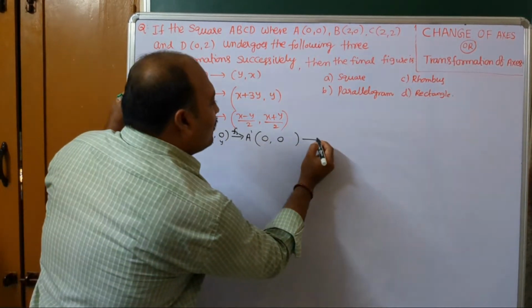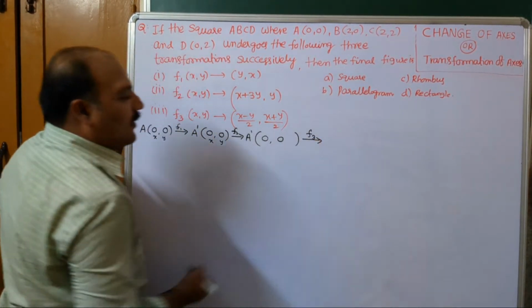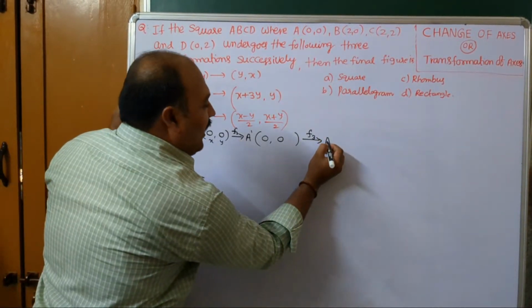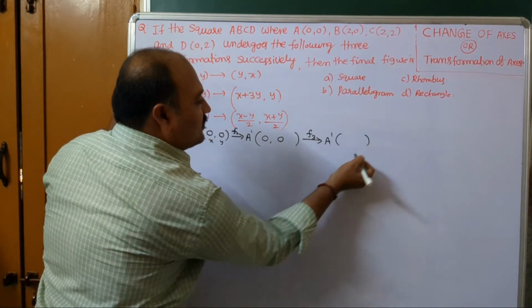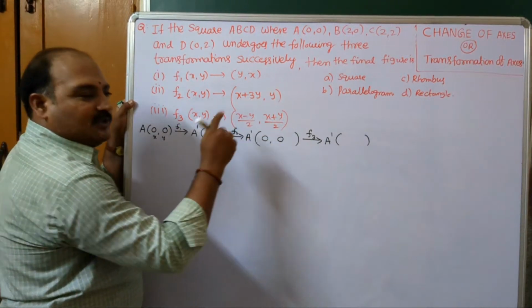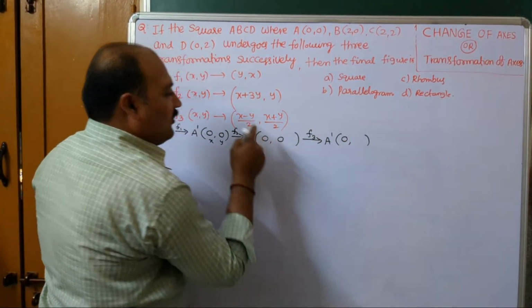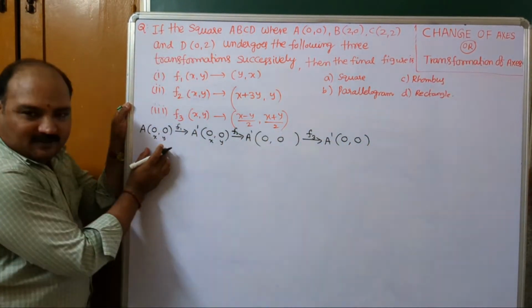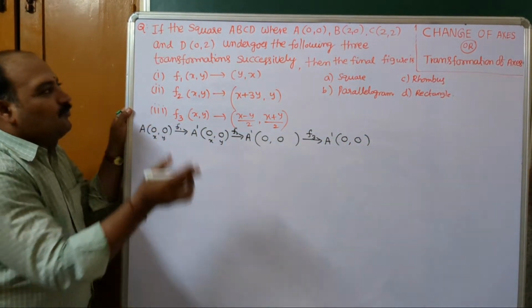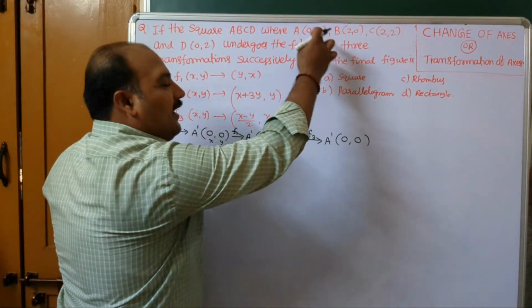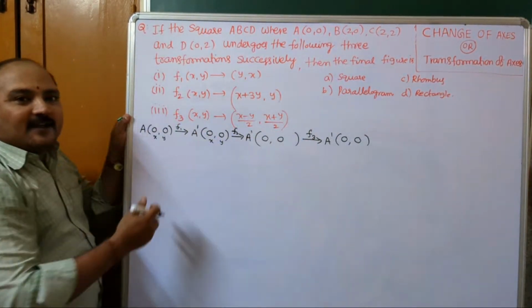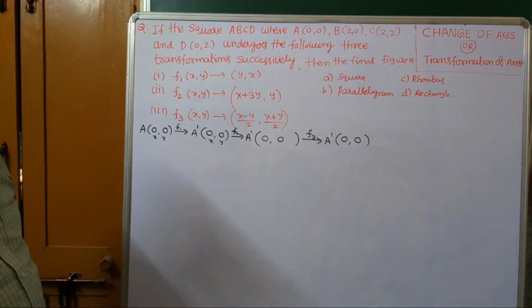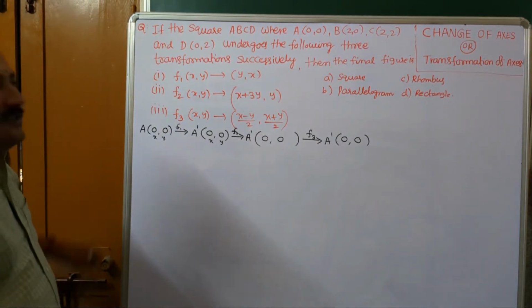Now the third transformation, F3. So A dash becomes x minus y by 2, 0 minus 0, 0 plus 0 by 2, that is also 0. This is the final position of A. Similarly, you have to find B dash, C dash and D dash. After that we will observe which figure we are going to get.